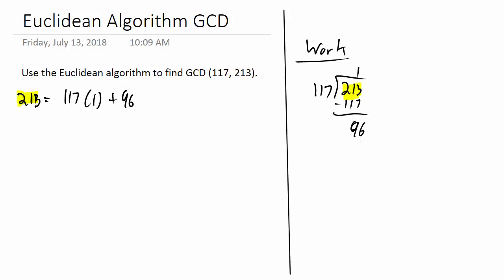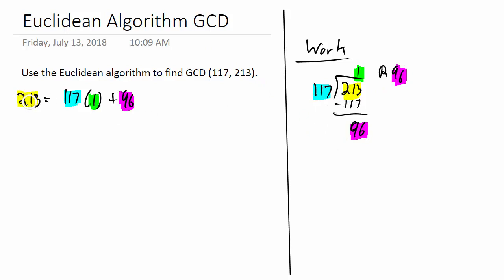This is your dividend, the thing you're dividing. 117 is your divisor. The 1 is the quotient. And the 96 is the remainder. If you want, you can put 1 remainder 96 here, but it's obvious that it's a remainder right here. And then you just keep going, but you do it with the next numbers.